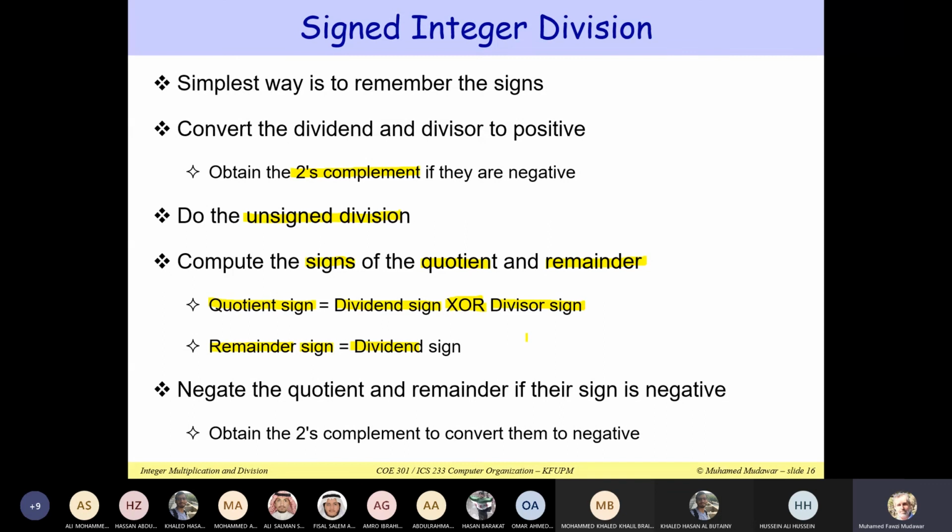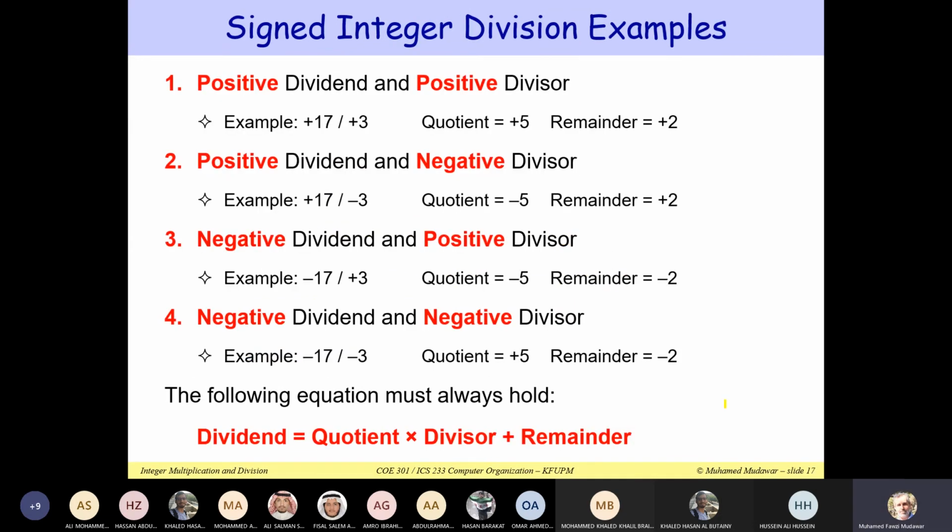Now, we did the unsigned division and produced the positive result. But if it turns out that the result should be negative, we take the 2's complement of the positive, unsigned result to convert it to negative. So let's take a look at signed integer division. I have some examples about that.